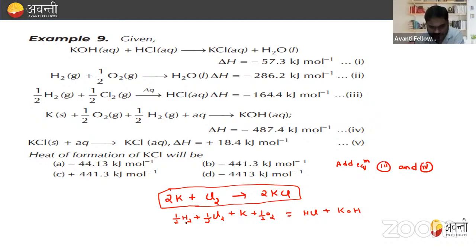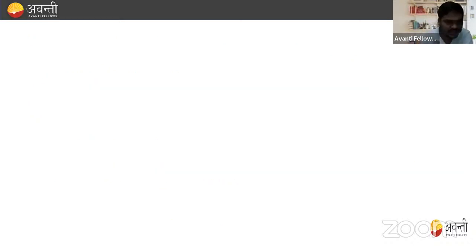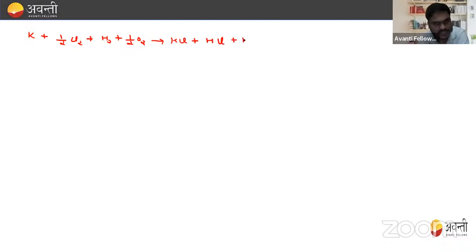So what will you get? Basically H2, half Cl2 and K. This H2 and O2 will become H2. On solving, add equations 3 and 4 and subtract equation 5. You will get K plus half Cl2 plus H2 plus half O2, and this gives us KCl plus HCl plus KOH minus KCl from equation 5. So this is what we get from equations 3, 4, and 5.